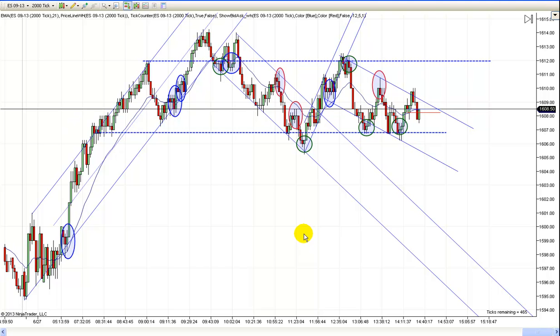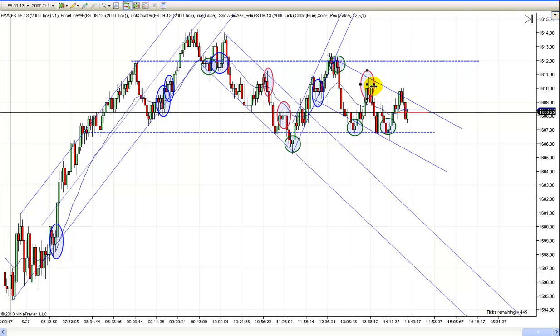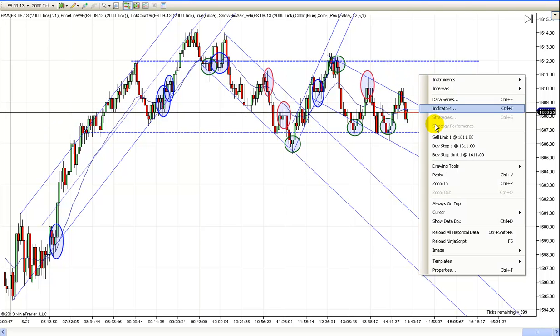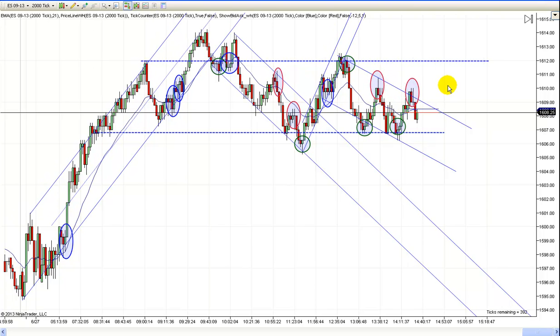I was done well before then, but if you were still trading, you might have been interested in either one of those. And you might have even been interested in this one as your second entry short. So I'll mark it too. But let's go ahead and talk about the trades.